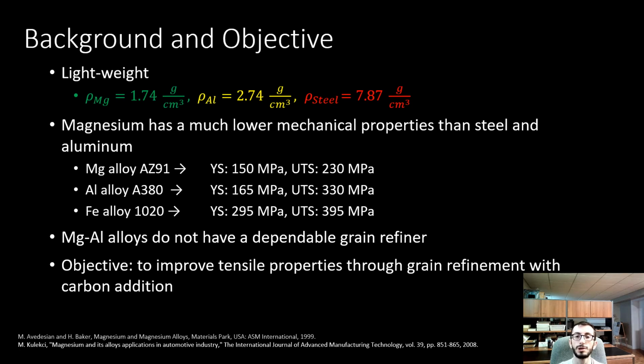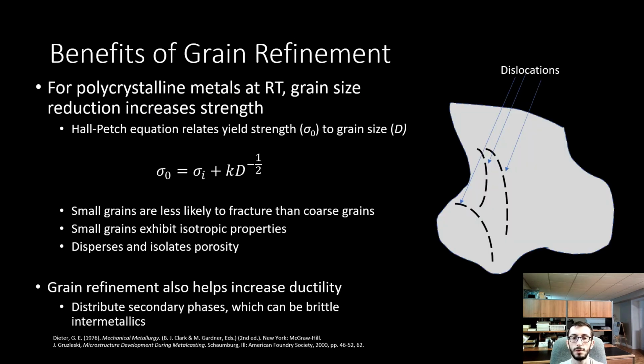One way to do so is through grain refinement, but aluminum-bearing magnesium alloys currently do not have a dependable grain refiner. So the objective of this work was to improve the mechanical properties through grain refinement using carbon. Grain refinement helps increase mechanical properties from several different methods. One by distributing brittle secondary phases, by distributing and isolating porosity, by increasing isotropy, and by changing the fracture mode as well.